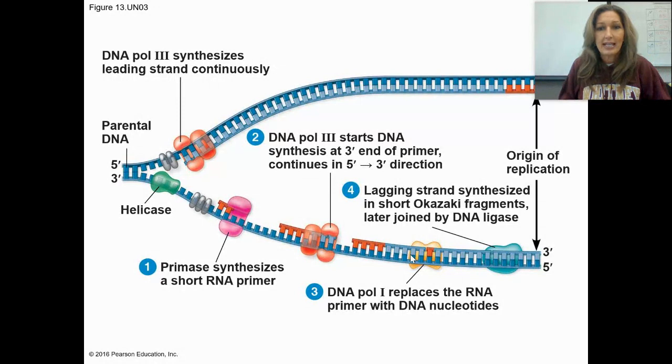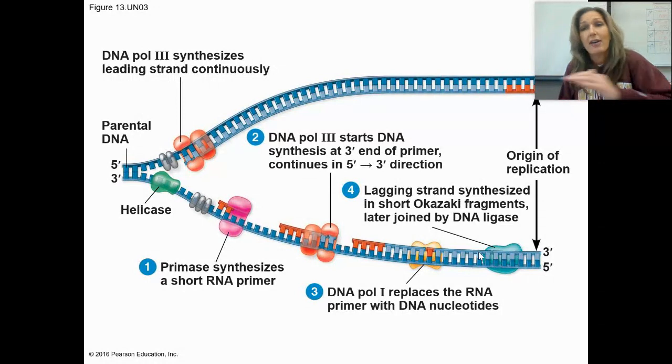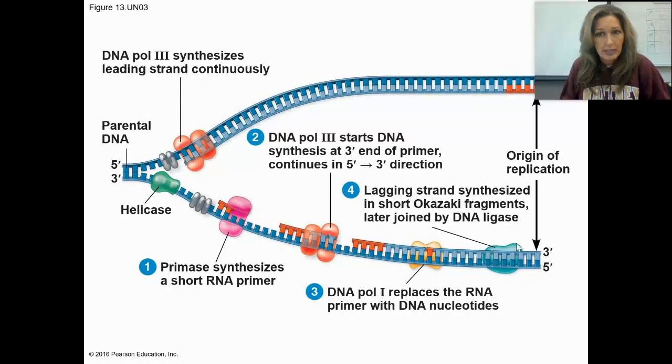Now, one last thing has to happen because DNA polymerase 1 is not able to actually make that nucleotide connection to the 5' end. So I have to have another enzyme called DNA ligase. DNA ligase is the final enzyme that can now make that covalent bond between these Okazaki fragments in order to have now a continuous polynucleotide.